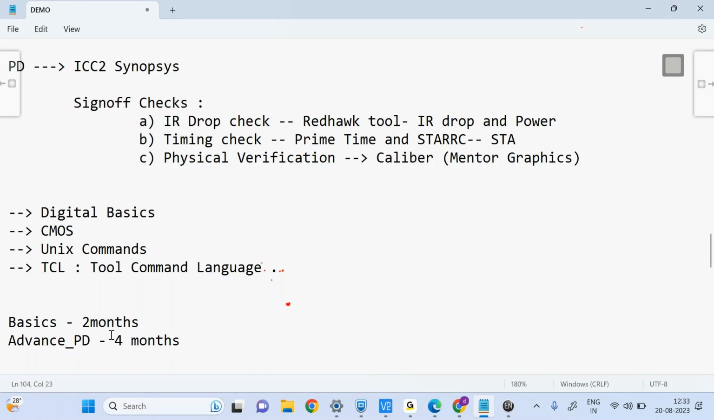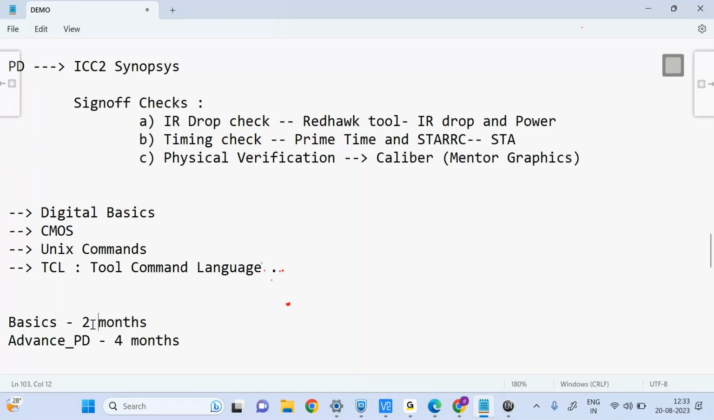If you enroll for both, there is a separate fee structure, and if you only enroll for advanced, there is a separate fee structure. If you are not good in basics, then you should enroll for basics. This will go for 2 months, and advanced is for 4 months. Total course duration is 6 months.